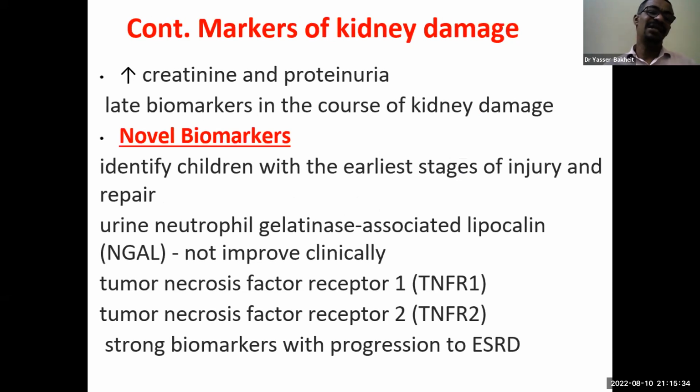Other biomarkers: usually creatinine and proteinuria are the lead biomarkers in the course of kidney damage. There are also novel biomarkers that can be used to identify the child at the earliest stage of injury and repair. Usually we use urine neutrophil gelatinase-associated lipocalin. It is not yet used clinically, but in the lab it is used. And tumor necrosis factor receptor 1 and tumor necrosis factor receptor 2 are strong biomarkers of progression to end-stage renal disease.